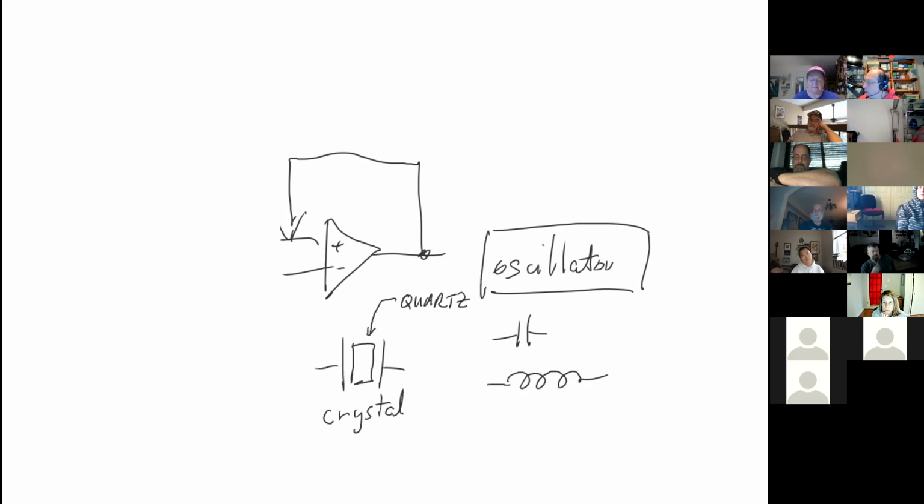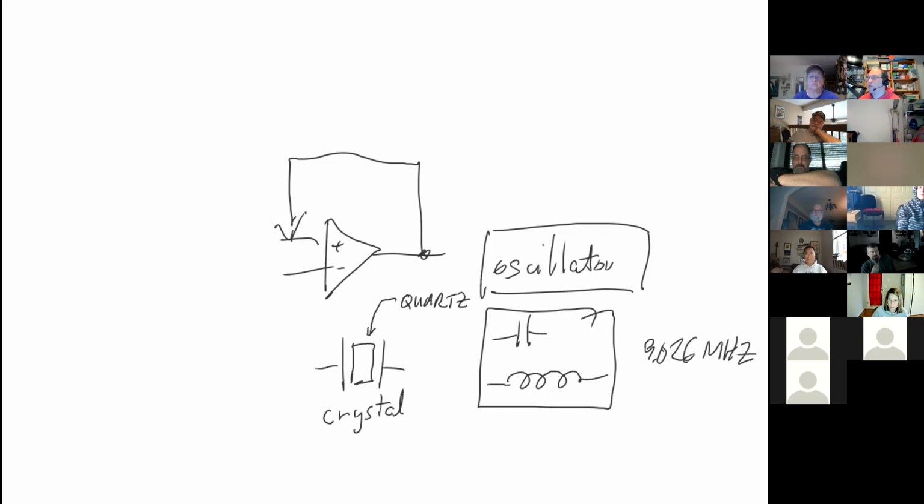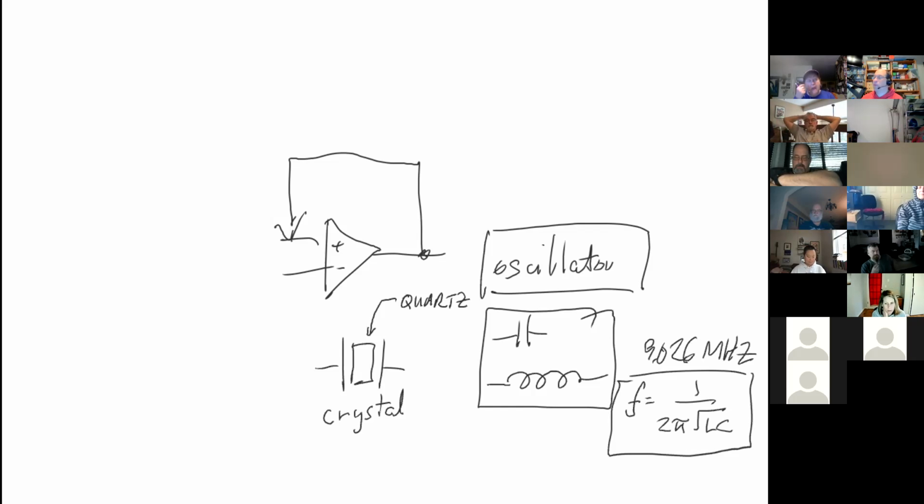Sometimes we will pick our inductor and capacitor so that we make a frequency of 9.026 megahertz. Well, we can do that by going back to our resonant frequency, where our frequency is 1/(2π√(LC)). That's the resonant frequency of an LC circuit, which we briefly covered yesterday, but I said I wasn't going to get too far into. This is the basis of tuned circuits.